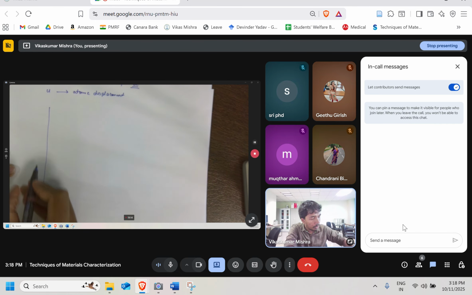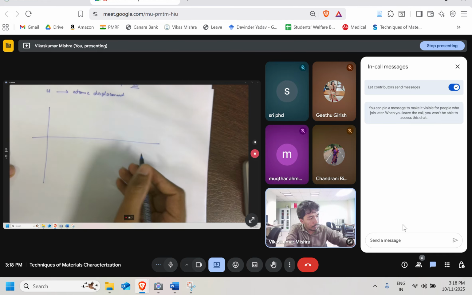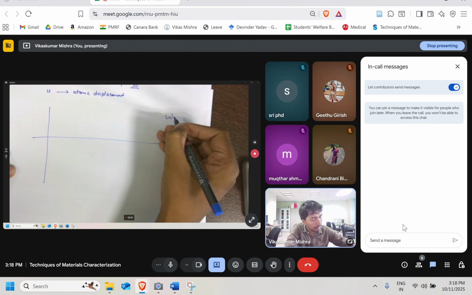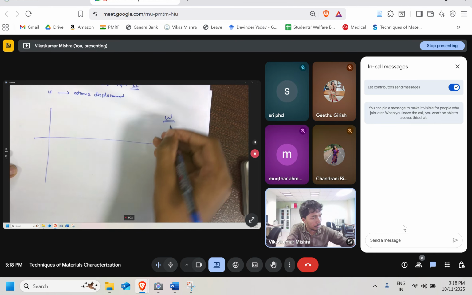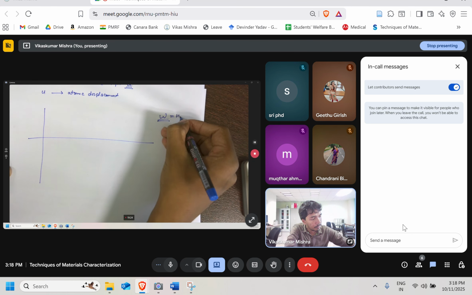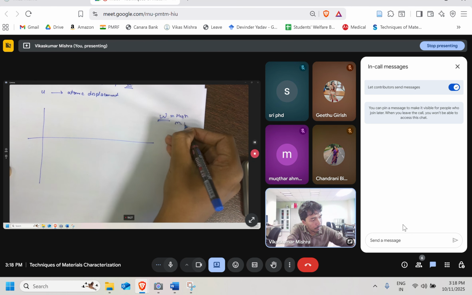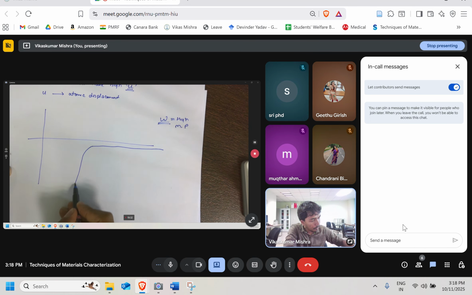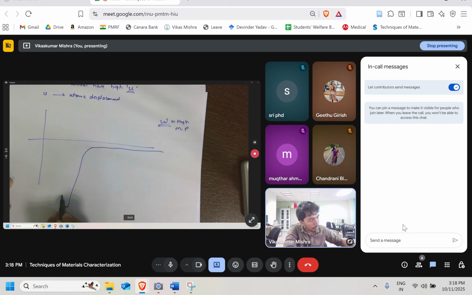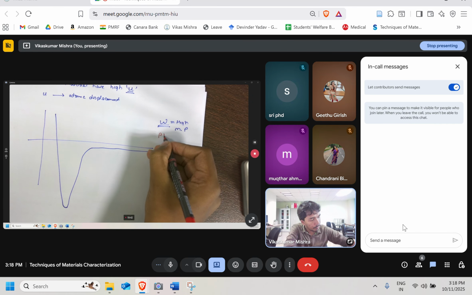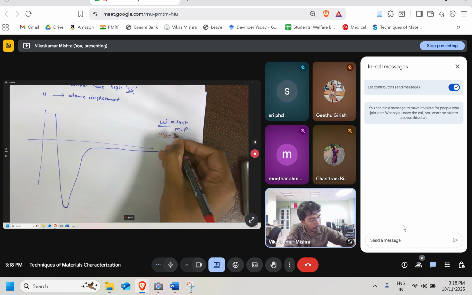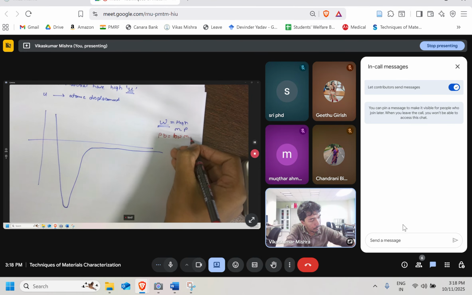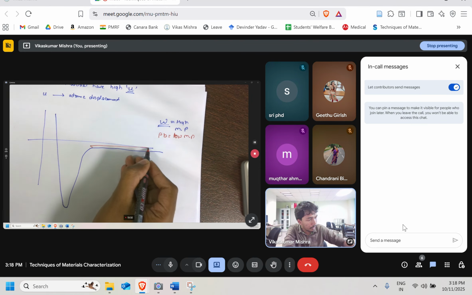Let's try to draw a graph. First one I will draw is tungsten. Tungsten is the one which has the high melting point. The graph will go something like this. Now, if I draw, let's say, lead, we know it has the low melting point. The graph will go something like this.